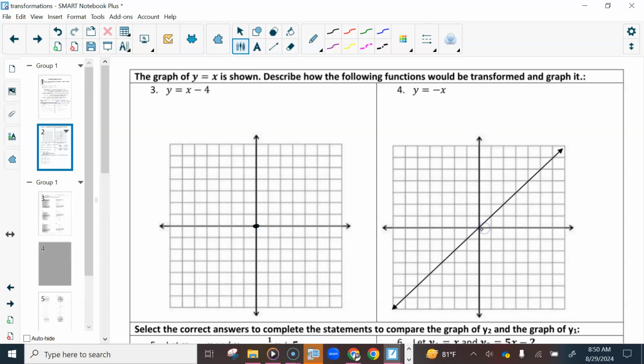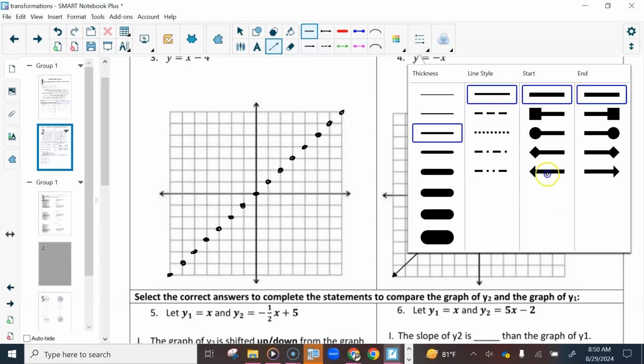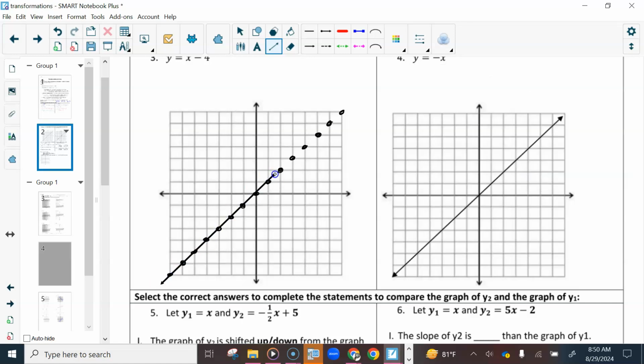What's the slope of this line? 1. So I can go up 1, over 1, and keep plotting slope points. And I can also go down 1 and left 1 and keep plotting slope points. And then, to the best of your ability, draw a straight line through it that has arrows at the end. Now, that part is not necessary, but if it helps you visualize this next part, do that.